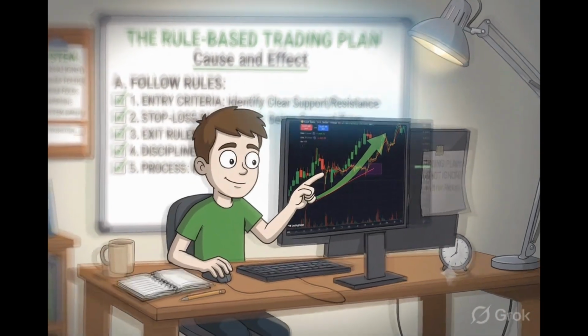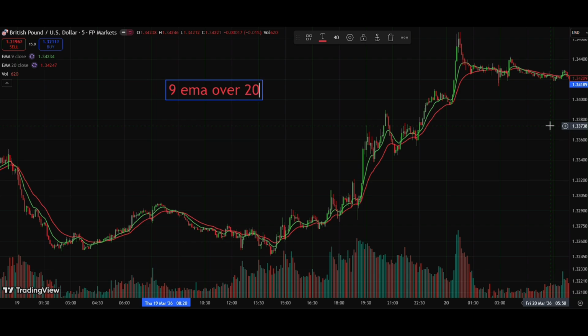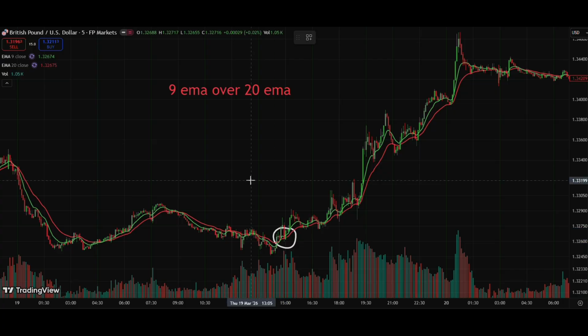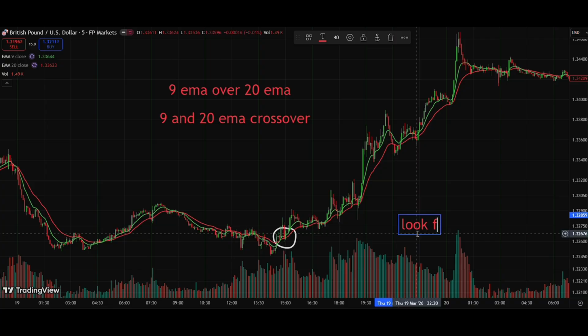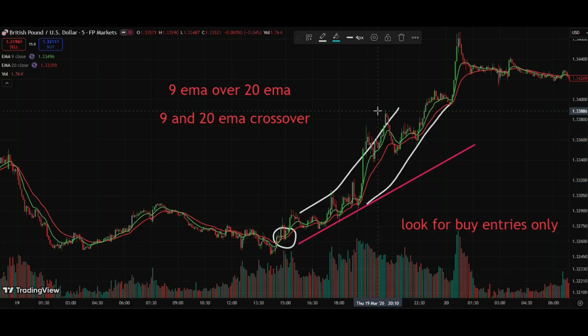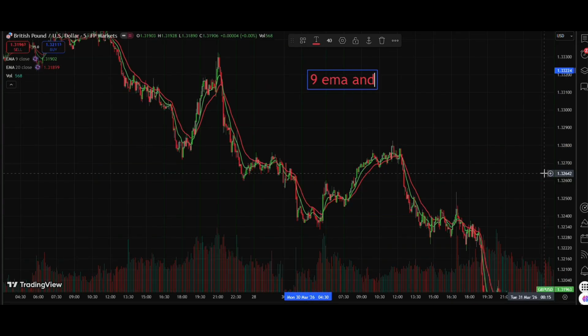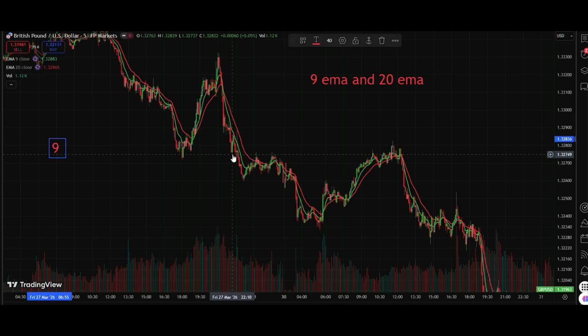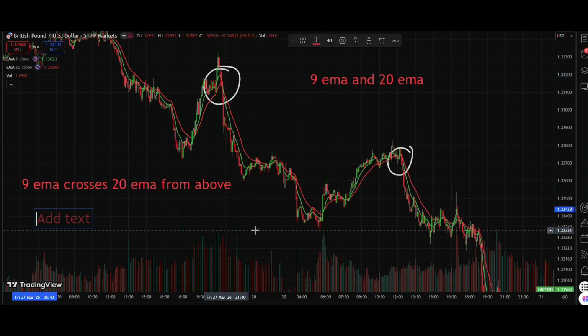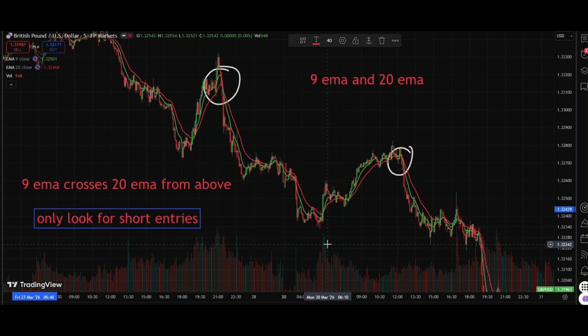Here's the rule, and it is this simple. 9 EMA above 20 EMA, price above both. Market is bullish. You only look for buy setups, that's it. You don't look at short trades. You don't entertain what if it reverses. Bullish bias, long setups only. 9 EMA below 20 EMA, price below both. Market is bearish, short setups only, end of discussion. You just solved mistake number 1 from the stat I showed you, without a single other indicator, just by knowing which line is on top.